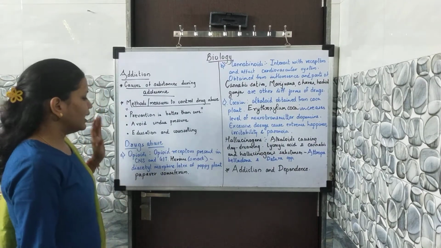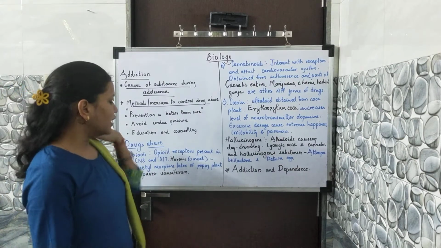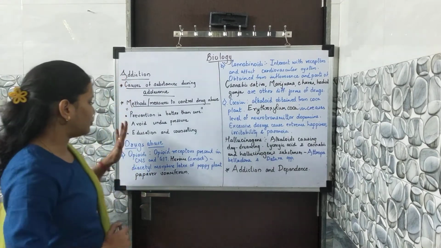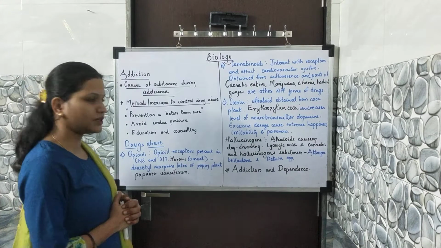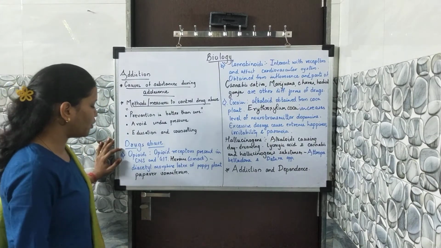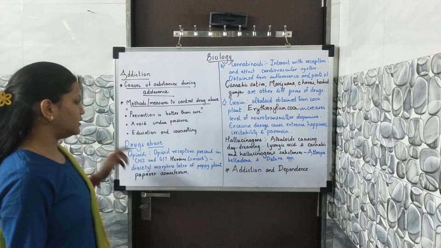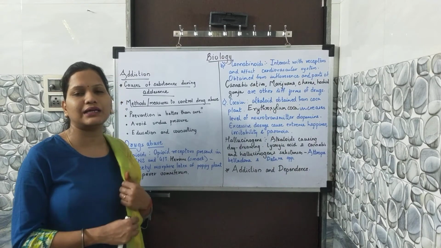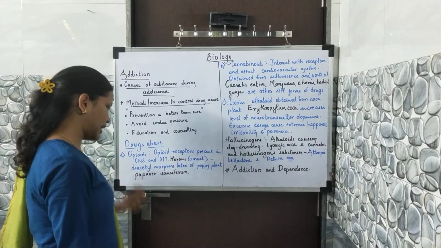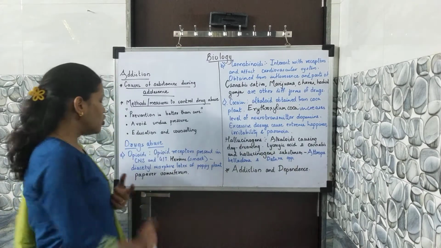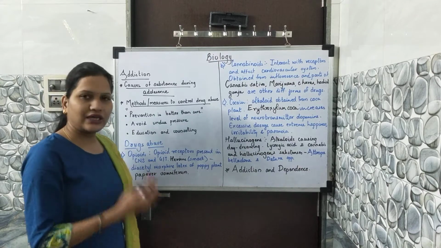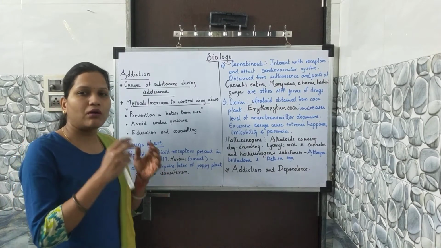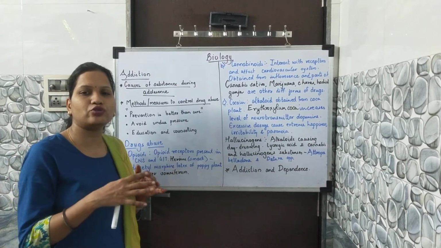Now here we are going to see the drugs which are being abused or used: the opioids, cannabinoids, cocaine, and hallucinogens. We are going to discuss these types of drugs. First, the opioid receptors. When opioids are taken, the receptors are in the central nervous system and gastrointestinal tract. When these receptors are activated, the body is depressed and slowed down.